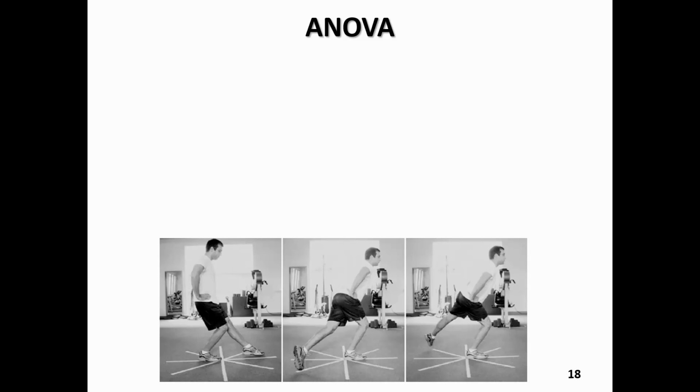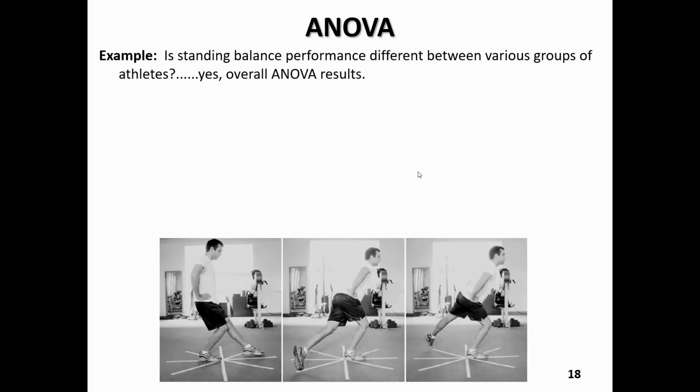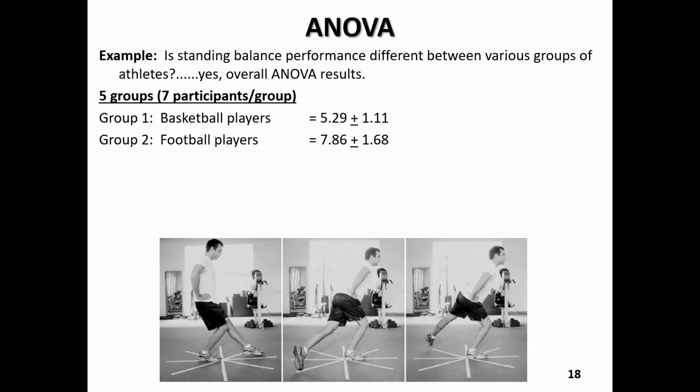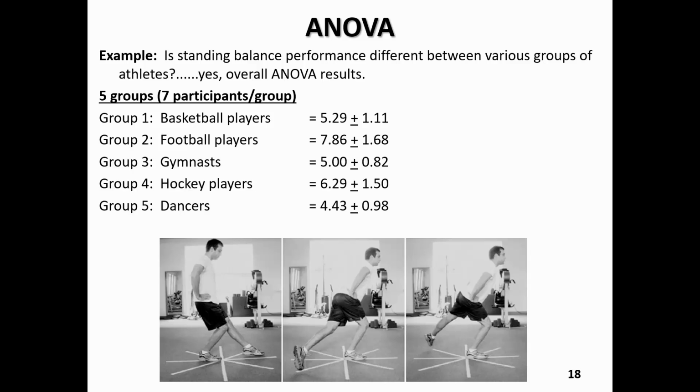So let's revisit our question of whether standing balance performance differs between the various groups of athletes. From a statistical perspective, we can now answer that question with a yes. The overall ANOVA results indicated there was a statistically significant difference between the 5 groups. If we just look at the descriptive data, which we had calculated way back on slide number 9, the averages plus minus standard deviations are the descriptive data, but now we know that there's a statistically significant difference among these 5 groups.